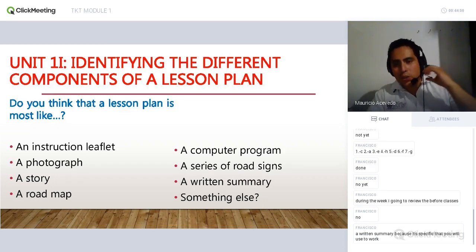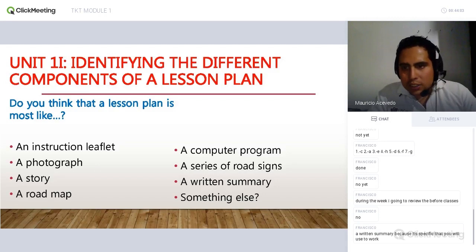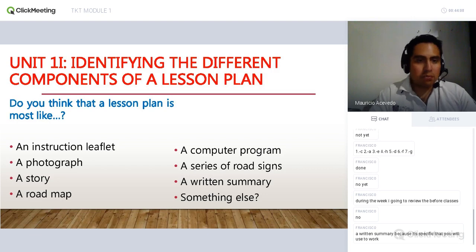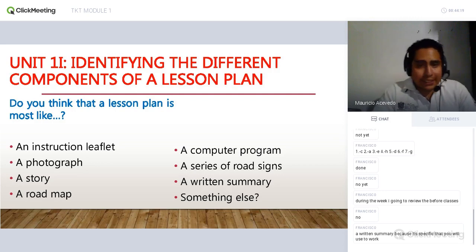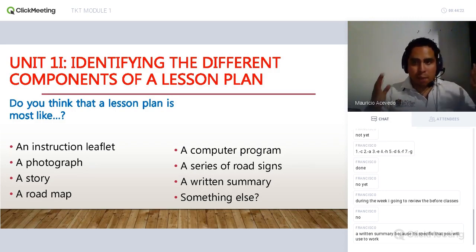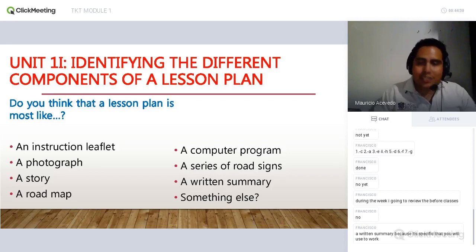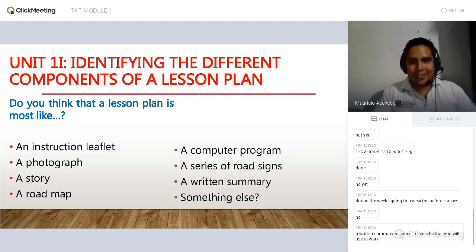Okay, very good. You're saying that it's more like a written summary because it specifies what you will use to work. Okay, good. I like that description. Another of these aspects, apart from written summary, is basically a description, right? And it has to be very concrete. Sometimes teachers forget that lesson plans need to be concrete. They are filling and filling spaces and writing many words, but words that don't lead you to anything, right?